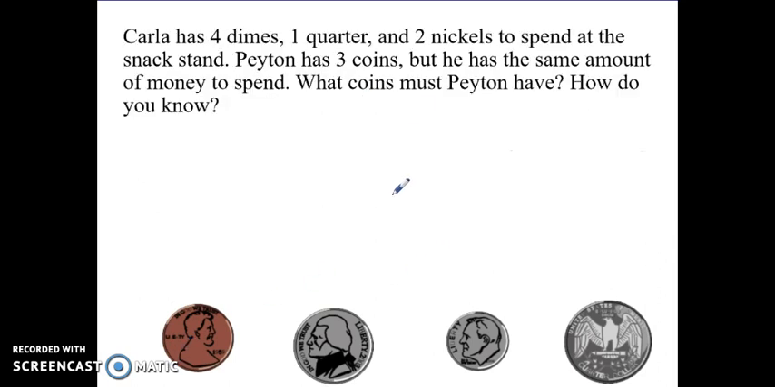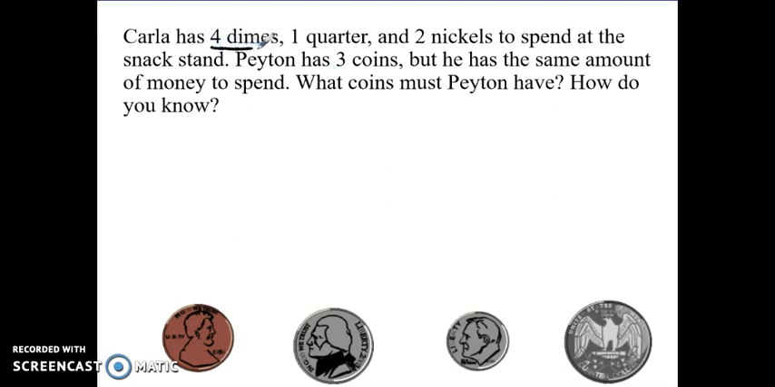Let's do one more word problem together. This says Carla has 4 dimes, 1 quarter, and 2 nickels to spend at the snack stand. Peyton has 3 coins, but he has the same amount of money to spend. What coins must Peyton have? And how do you know? So let's think about the problem.